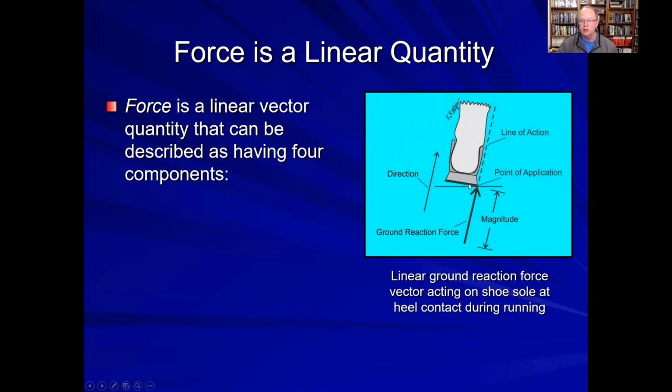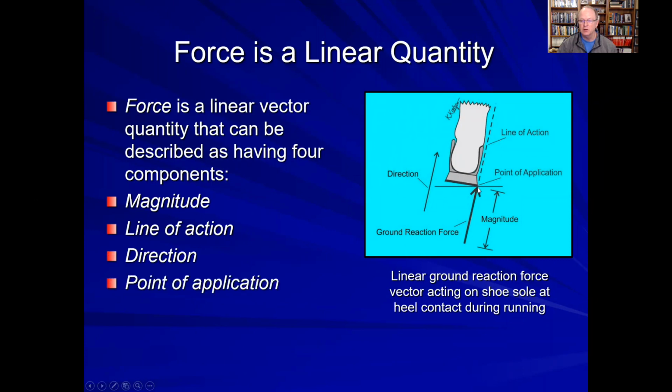So when we look at this illustration I've designed of the right foot hitting the ground at heel contact in running, we have a ground reaction force vector acting on the posterior lateral heel, which is a linear vector quantity. The four components of that force are its magnitude, its line of action, and here's the line of action, here's the magnitude, the direction going up along this line, and also the point of application here in the posterior lateral heel. So remember, force is a linear vector quantity, having a direction, a magnitude, a line of action, and a point of application.